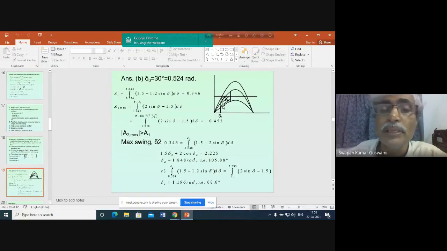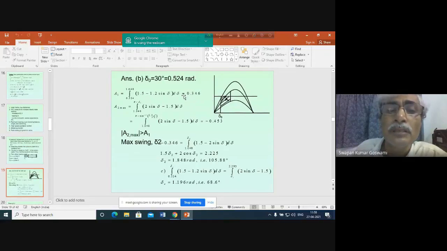Let us calculate this. How much is this area? It is given by A1. It is the integral of 1.5 minus 1.2 sine delta d delta, from 0.520 radian, delta 0, to 60 degree, 1.048 radian. You calculate the value of this area, that is 0.346. This is per unit megawatt radian. Power is in per unit megawatt and angle is radian, so per unit megawatt radian is the area A1.